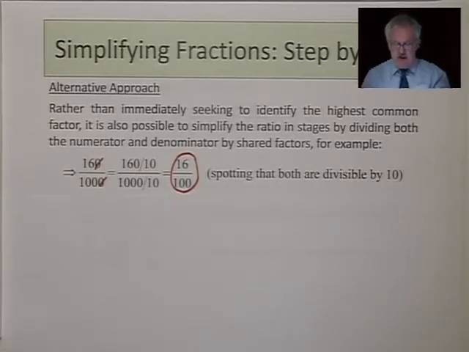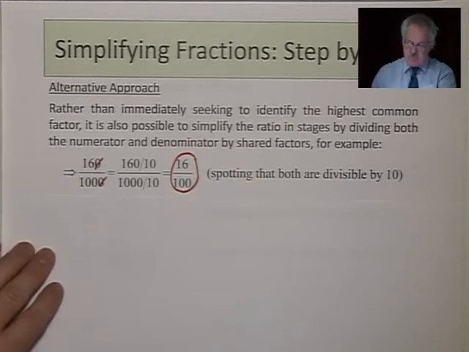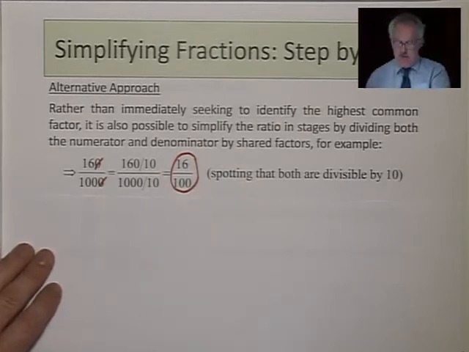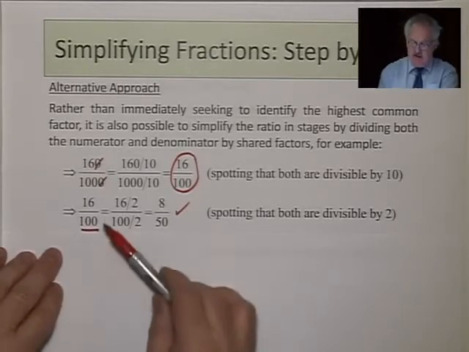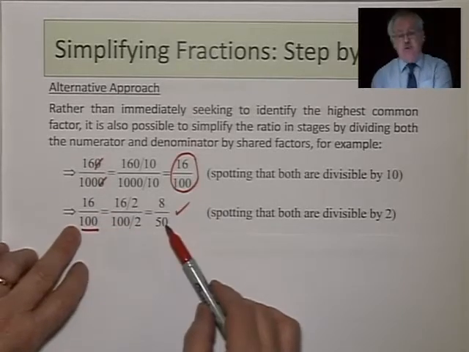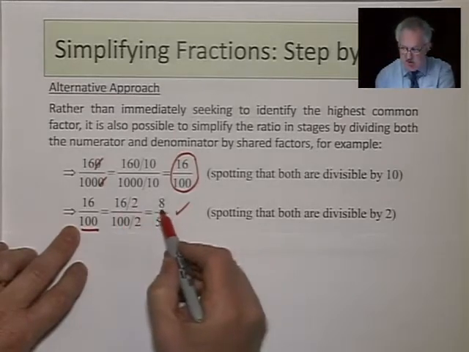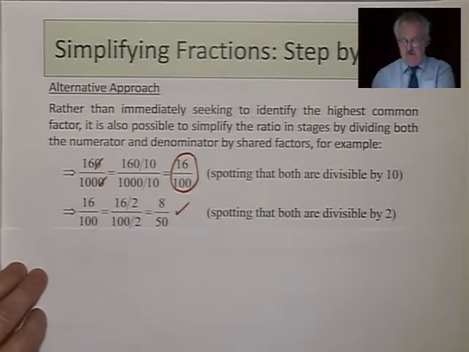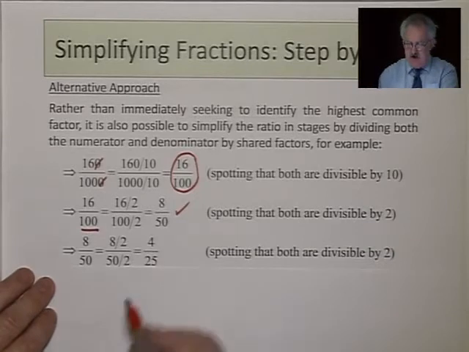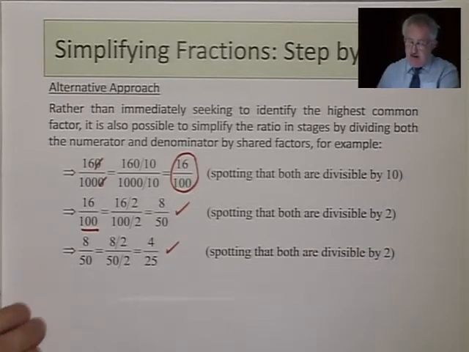So let's look at that again. We go again at the 16 over 100. We divide it by 10. So if we go again then, we say 16 over 100, they both divide by 2. So 8 over 50, 16 over 2 is 8, and 100 over 2 is 50. But that looks like it could go further again, because they're both even. 8 over 50 divided by 2 is 4 over 25. And that seems to be the end of the line.